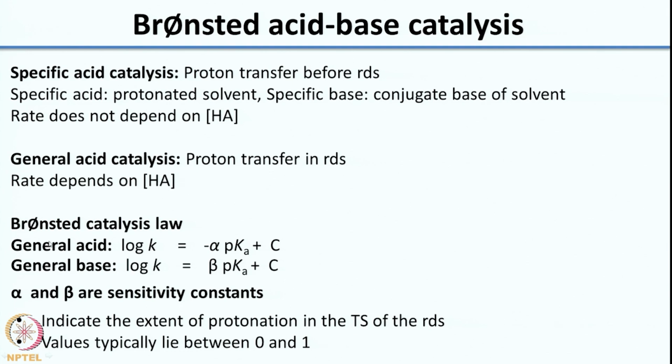Then we had derived another free energy relationship, which is the Bronsted catalysis law, where alpha and beta give you what are called sensitivity constants. So, it indicates the extent of protonation in the transition state of the rate determining step, and of course, its value is somewhere between 0 and 1. Alright. So, we had seen how you can use the alpha and beta to tell you how sensitive the reaction is towards protonation or the extent of protonation.